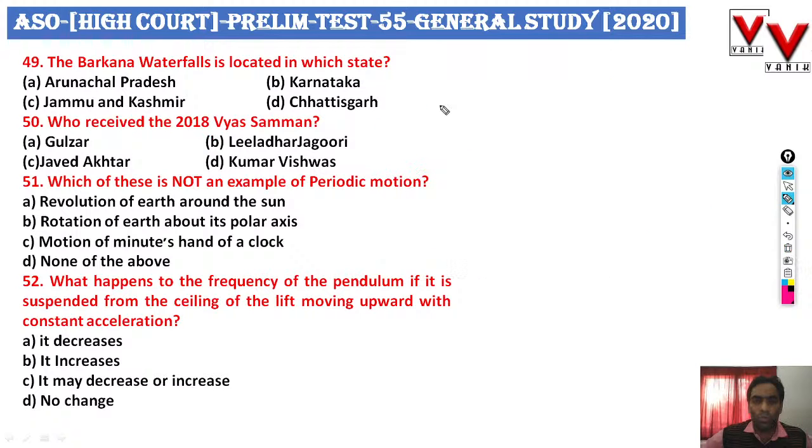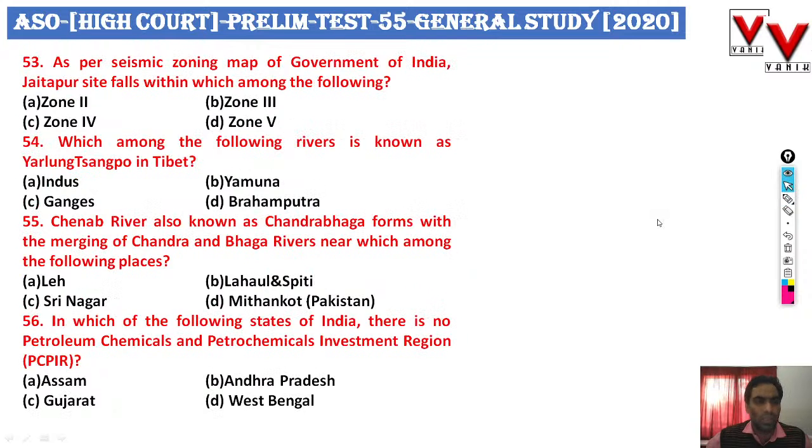Now we are going to discuss 51: which of these is not an example of periodic motion? That must be discussed by your science teacher. Question 52 belongs to science, and 53 is also a science part.